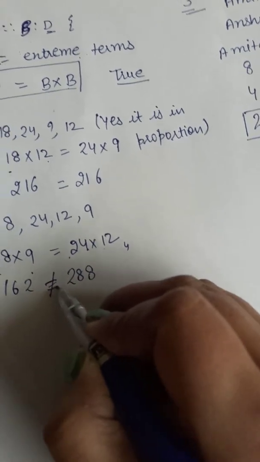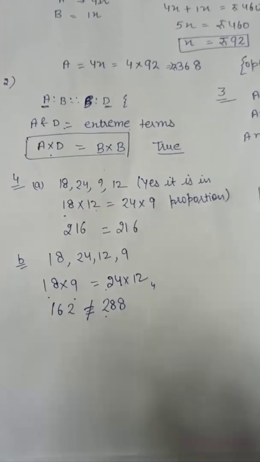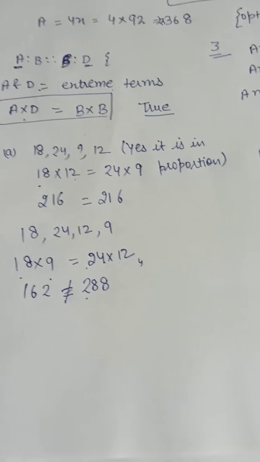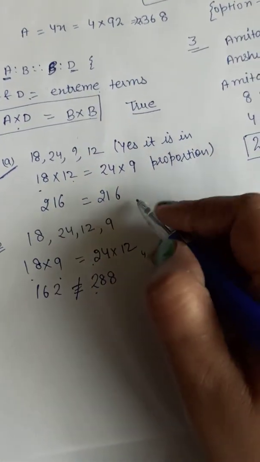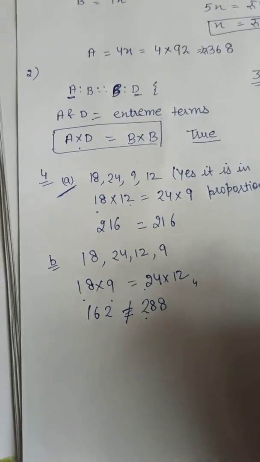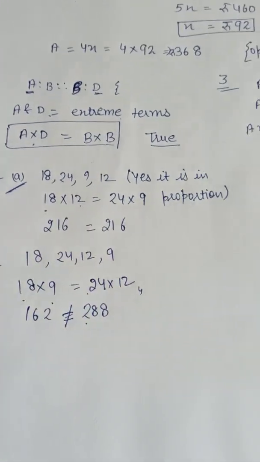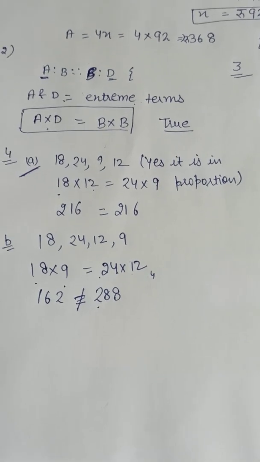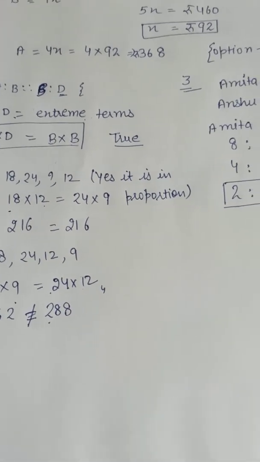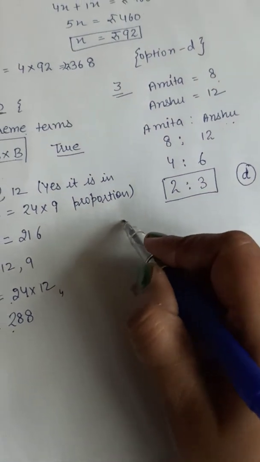So it is not equal, which means this is not in proportion. Clear? So here the answer is option A. This is the way to check whether the ratios given are in proportion or not. Now question number 5.